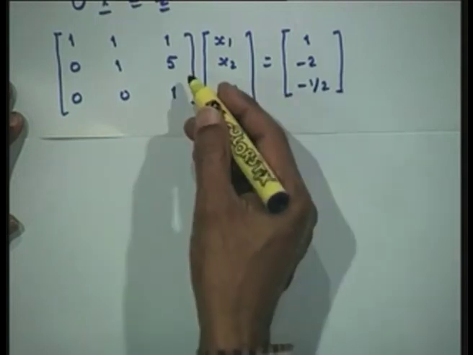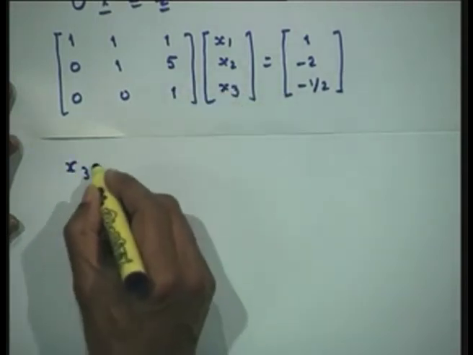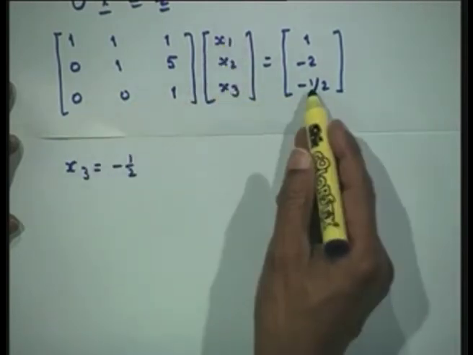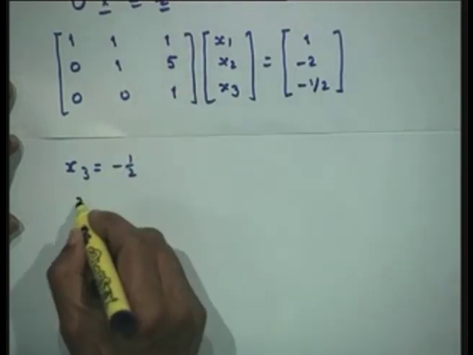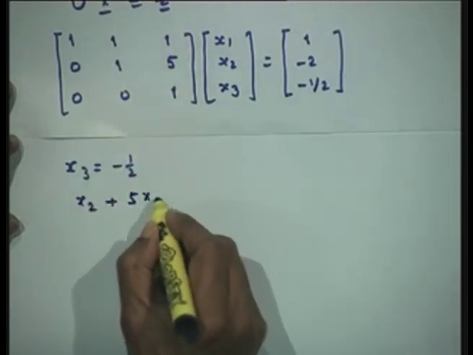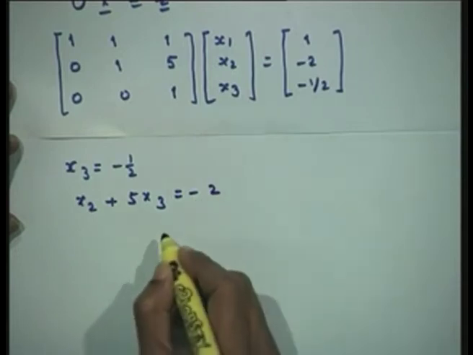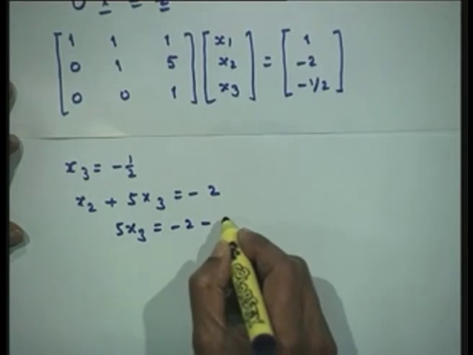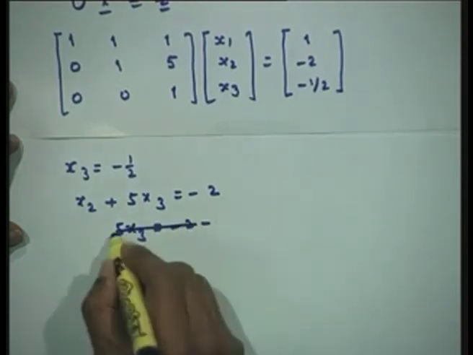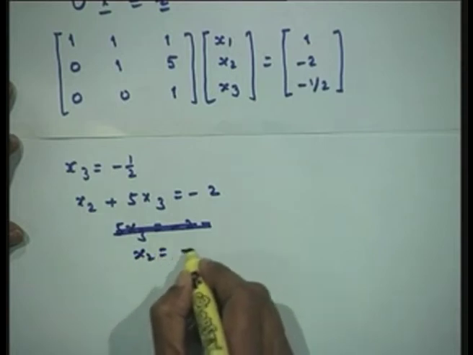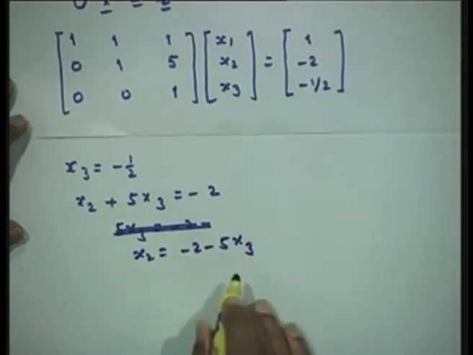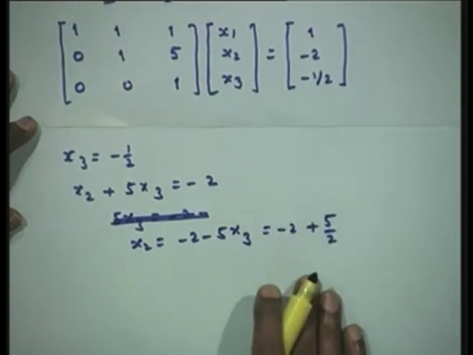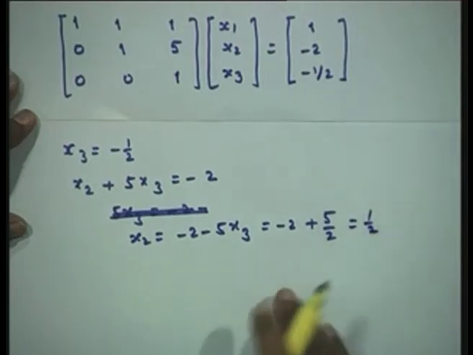Now, back substitution would give us the solution. Therefore, x3 is equal to minus half, that is the last row. Now, I go to the second row, I will have x2 plus 5 times x3 is equal to minus 2. Therefore, x2 is equal to minus 2 minus 5 x3. So, we will have minus 2 plus 5 by 2, which is equal to 1 by 2.